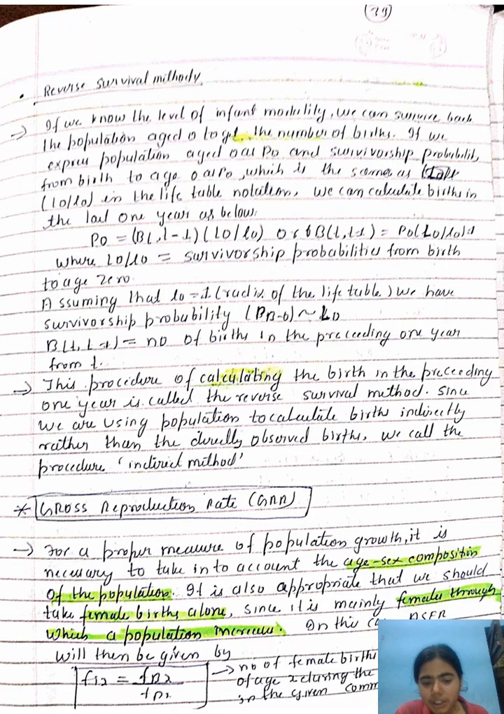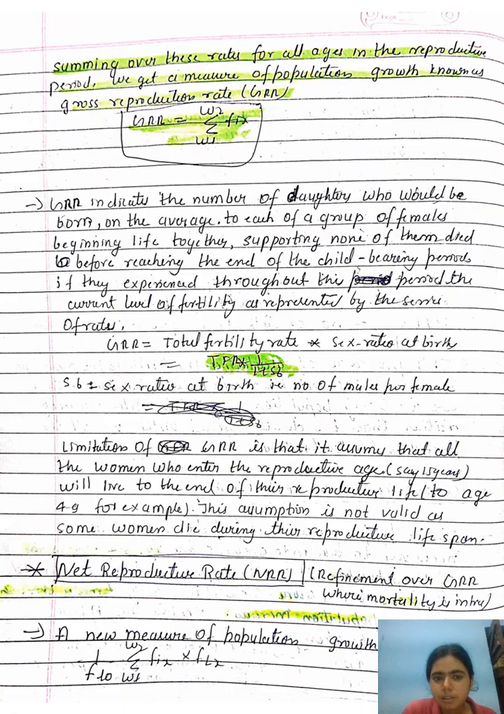Gross reproduction rate: the number of female births of age X during the given period by FPX, like all female population. Gross reproduction indicates the number of daughters who would be born on average to each of a group of females beginning life together, supposing none of them died before reaching the end of the childbearing period.